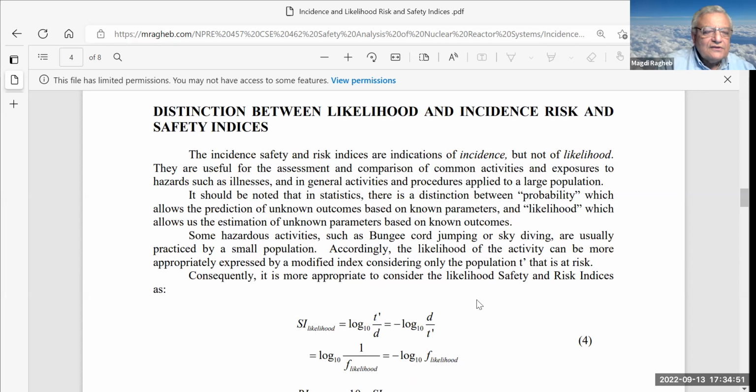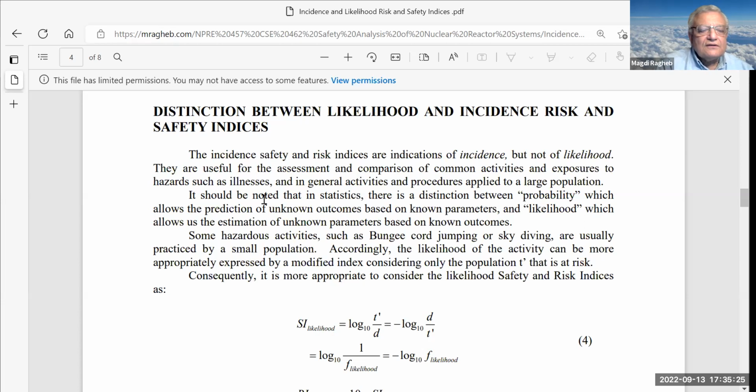Again, we would like to make a distinction between the likelihood and incidence risk and safety indices. The incidence, safety, and risk indices are an indication of incidence. They're not an indication of likelihood. They're useful for the assessment and comparison of common activities and exposures to hazards such as illnesses, and in general activities and procedures applied to a large population. So incidence applies to a large population.